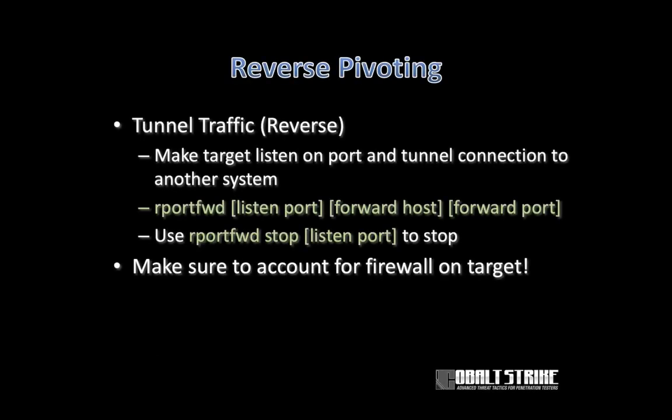You can also set up a reverse port forward within your beacon payload as well. This will make the target listen on that specified port, and any connections that come to that port will be relayed back through your beacon to your team server and onto a host and port that you specify. To set this up, use rportfwd, the listen port, the forward host, and forward port. You can also stop reverse port forwarding with the rportfwd stop command. When you set up this kind of reverse pivoting, make sure you account for the firewall on the target, because reverse port forwarding does not disable or create exceptions or do anything to the host-based firewall.